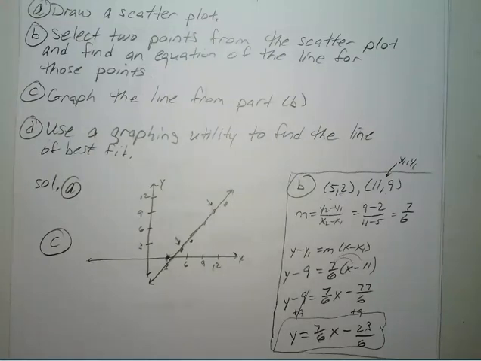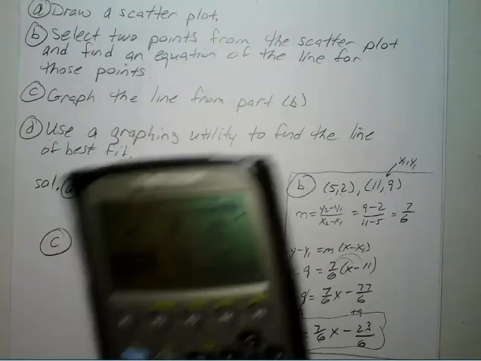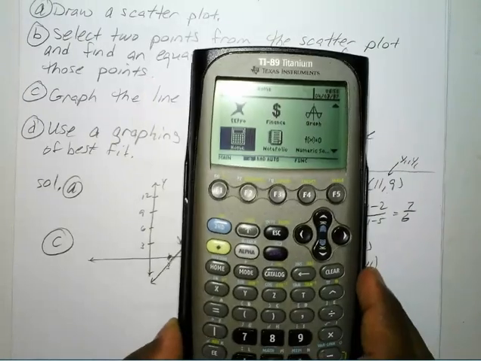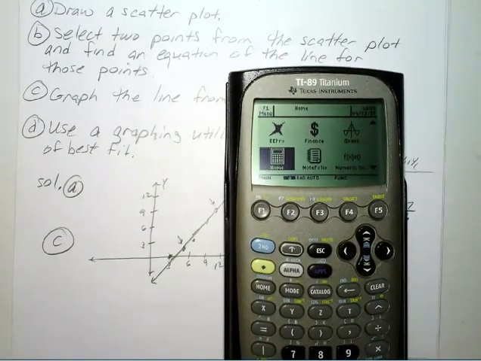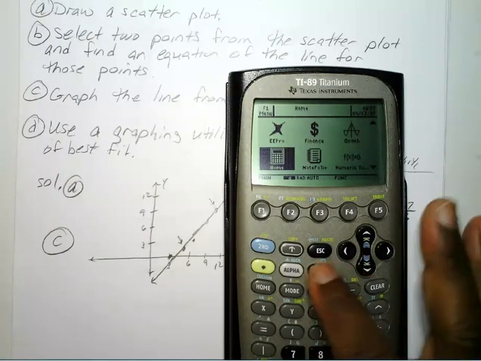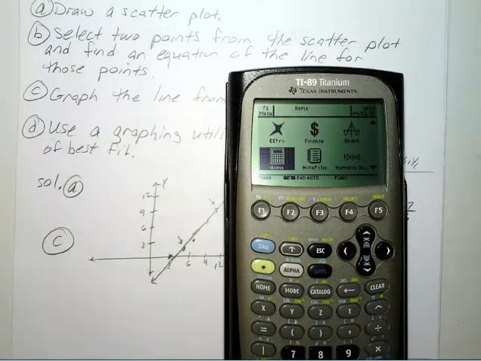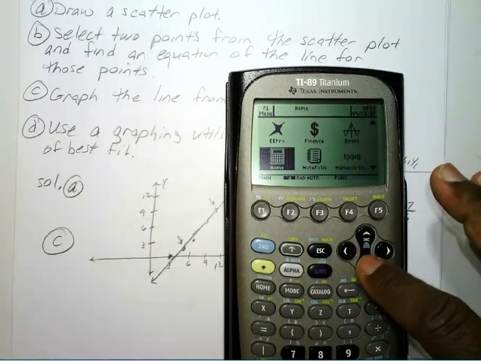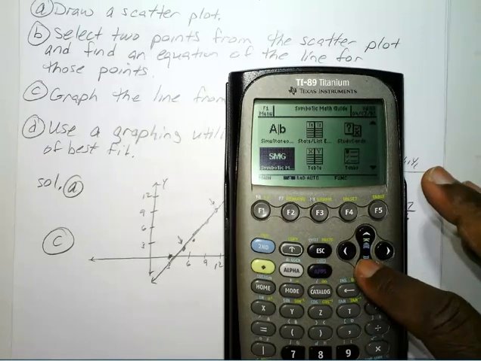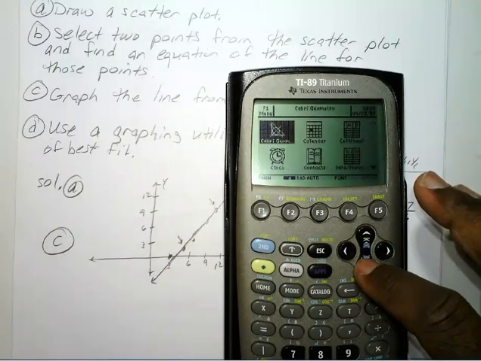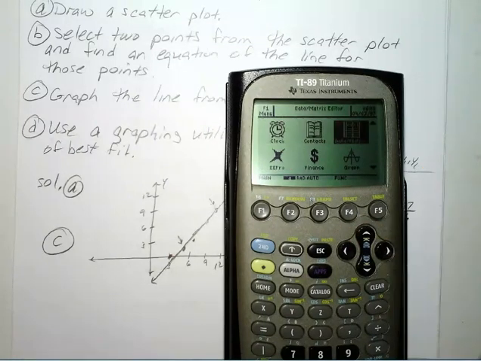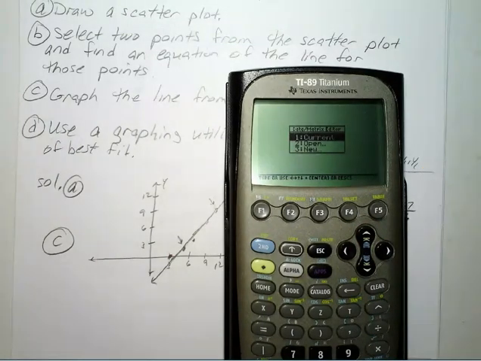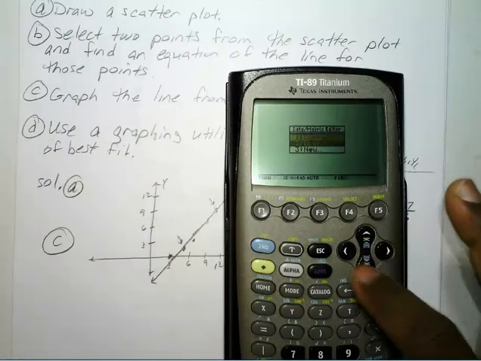Okay, so let's get my calculator here. I'm going to go ahead and put my calculator right there. Try to get it out of the light. All right, so first thing we're going to do is hit the apps button. Bring those up, and then we're going to go to data matrix. Hit enter. Then we're going to go ahead and go to a new one.